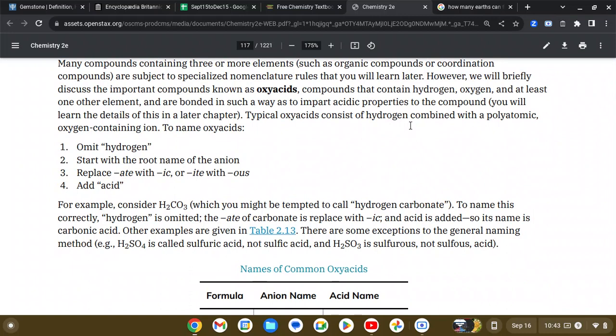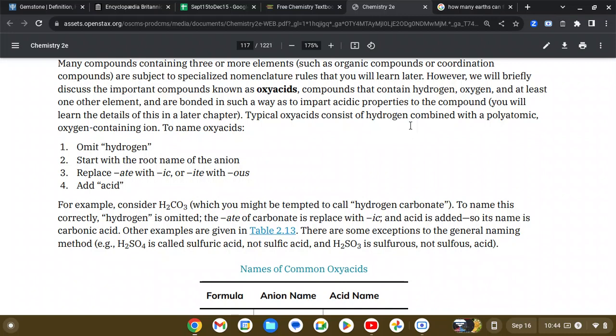To name oxyacids, 1. Omit hydrogen. 2. Start with the root name of the anion. 3. Replace ate with ic or ite with ous. And 4. Add acid. For example, consider H2CO3, which you might be tempted to call hydrogen carbonate. To name this correctly, hydrogen is omitted, the ate of carbonate is replaced with ic, and acid is added, so its name is carbonic acid. Other examples are given in Table 2.13.